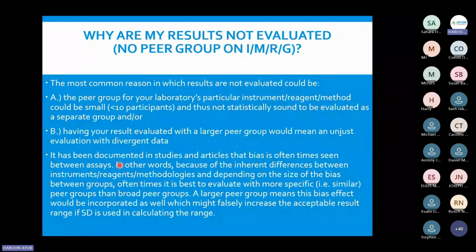It has been documented in some studies and articles that bias is sometimes seen between assays. In other words, because of the inherent difference between instruments, reagents, and methodologies, the bias between groups means it's often best to evaluate with a more specific, similar peer group rather than broad peer groups. A larger peer group means that the bias effect will be incorporated as well, which might falsely increase the acceptable results. So we'll omit that particular evaluation if we are seeing unfair distribution.